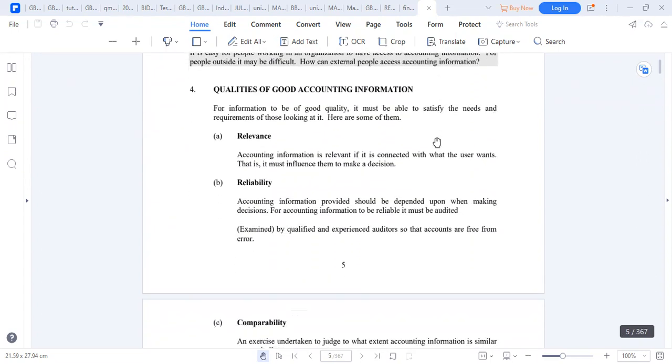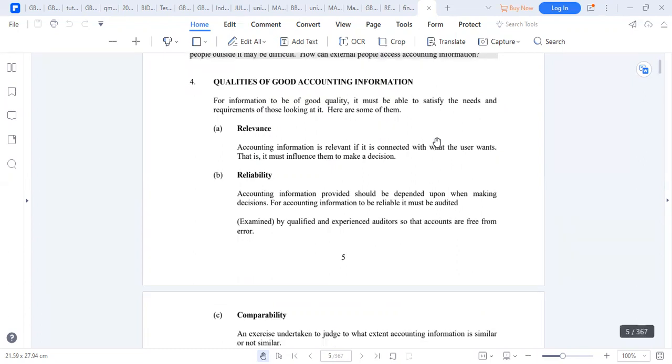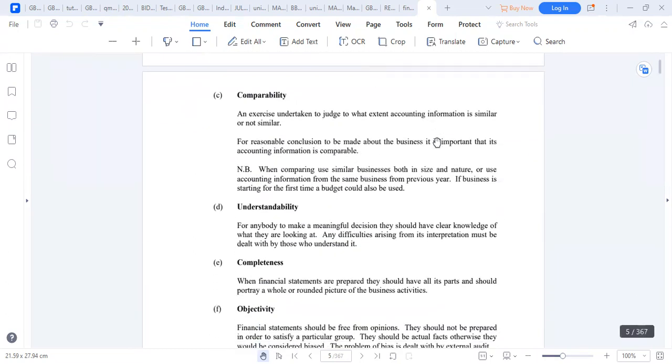So we also looked at the qualities of good accounting information to say it must be relevant, meaning it must be connected to what the user wants. It must be reliable, meaning it has to be depended upon such that external auditors may examine it by auditing it and must be free from error. It must be comparable, meaning people must be able to judge similar accounts in terms of size and nature of the business.